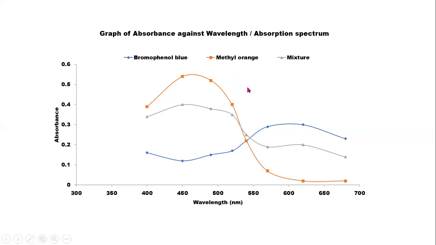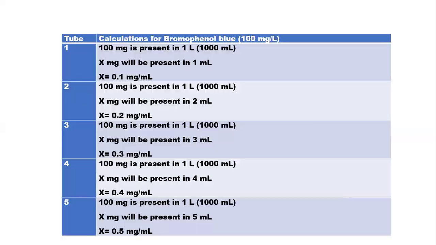So for the third experiment, or the third stage, you are going to carry out the absorption. You are determining the absorbance of solutions containing different concentrations of dye. So for you to do that, you need to calculate the concentrations for each of the dyes. For bromophenol blue, if you look at your practical manual, the stock concentration is 100 milligram per liter. So if 100 milligram is present in 1 liter, that is 1000 milliliter, how many milligram will be present in 1 mil? So you have 0.1 milligram per mil.